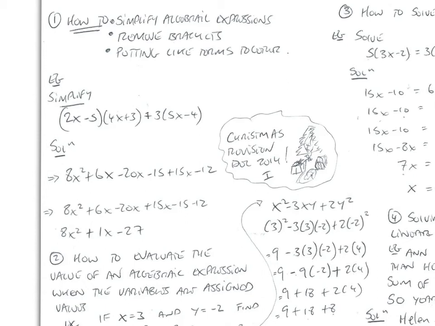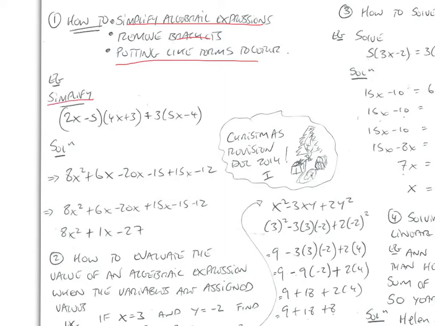Okay, so the Christmas revision, we're going to first start off by looking at how to simplify algebraic expressions, and we'll learn how to remove brackets and basically gather and put like terms together. Okay, so here's an example.